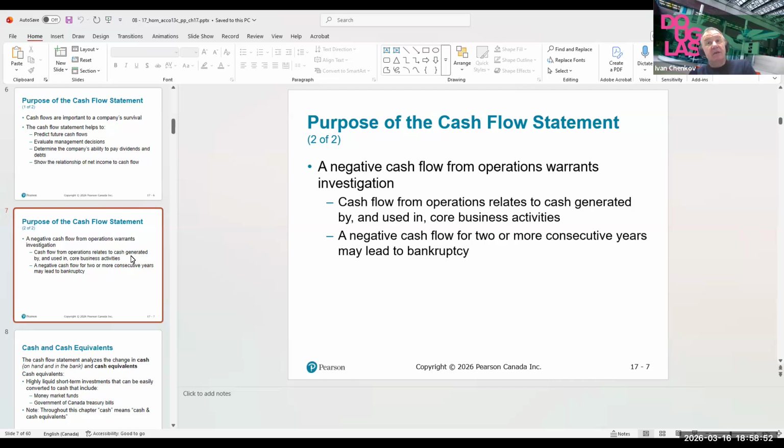If you have negative cash flow from operating activities for more than one period, two consecutive years, I'm not going to go with more than two years, if you have negative cash flow from operating activities for two years, you're in trouble, unless you're using the company for some other purposes, but that's not the purpose of this course.